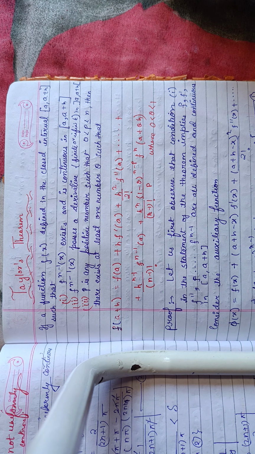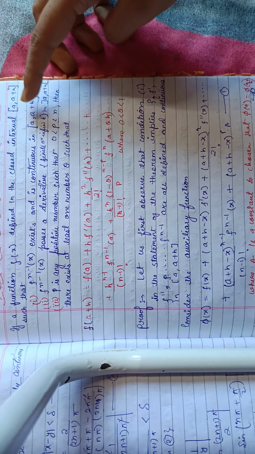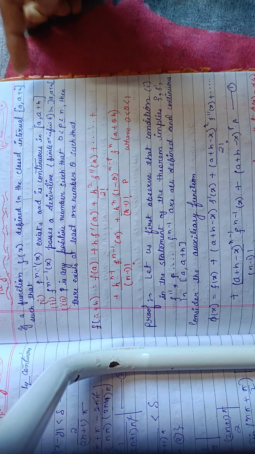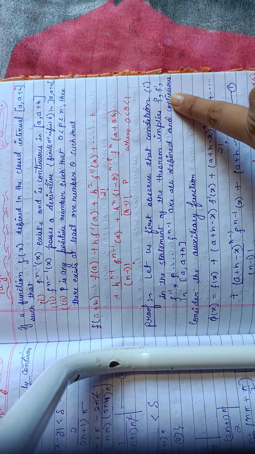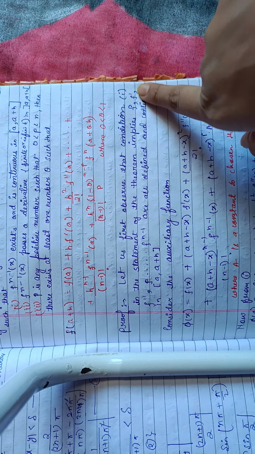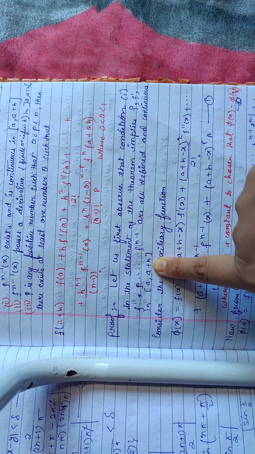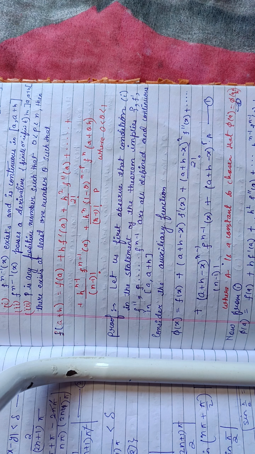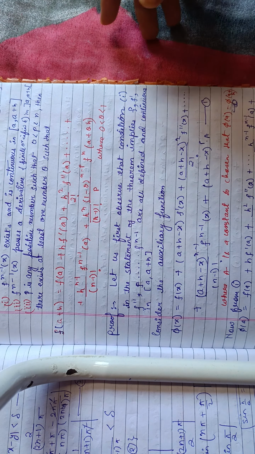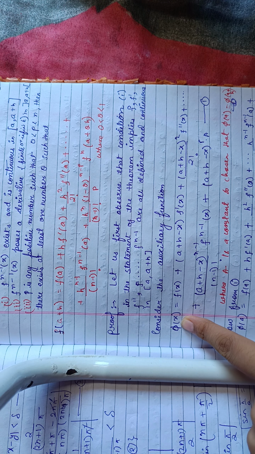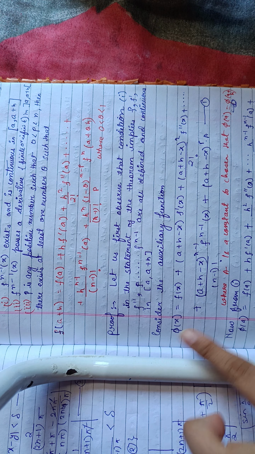What is its proof? From the first condition that f to the power n minus 1 of x exists and is continuous, this implies that f exists and f dash exists. All are defined in this closed interval [a, a+h]. Now we have to consider an auxiliary function. Let this be termed as phi x.